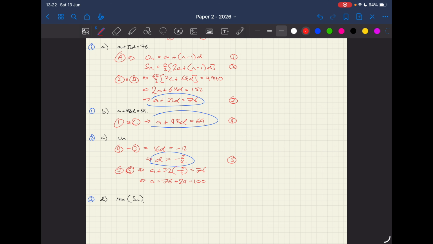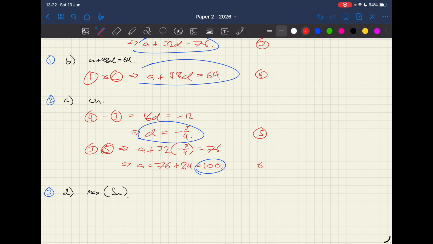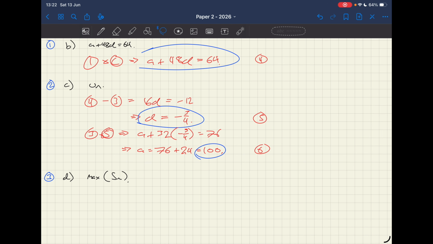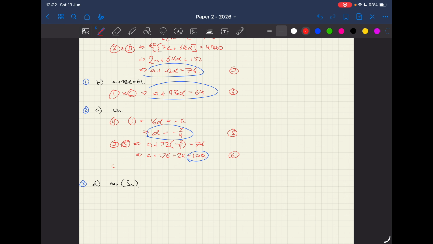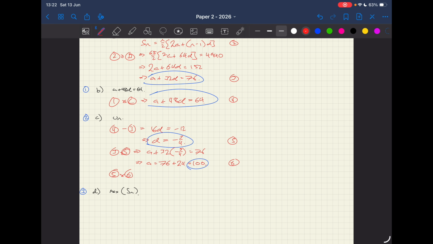Yep, A is 100. Yeah, lovely. So that's good. And therefore, we can call this fact number 6. We can use those two facts we've found, so 5 and 6, and the definition that we had above, fact number 1. What are they going to tell us?